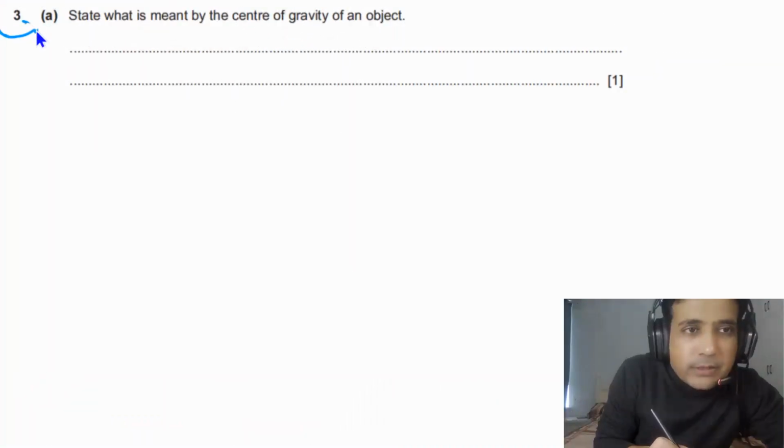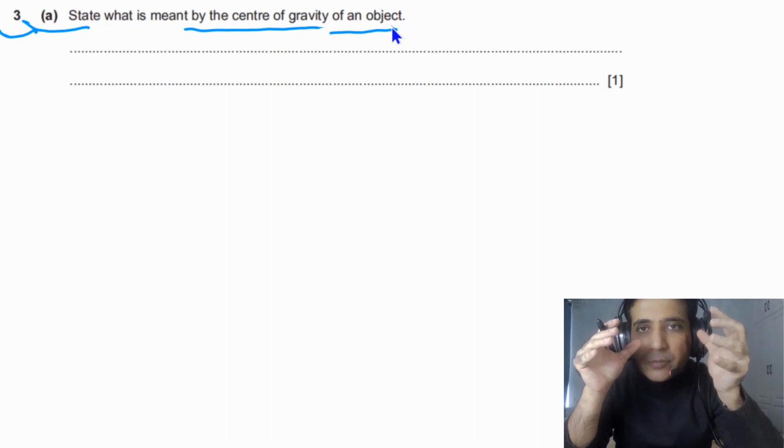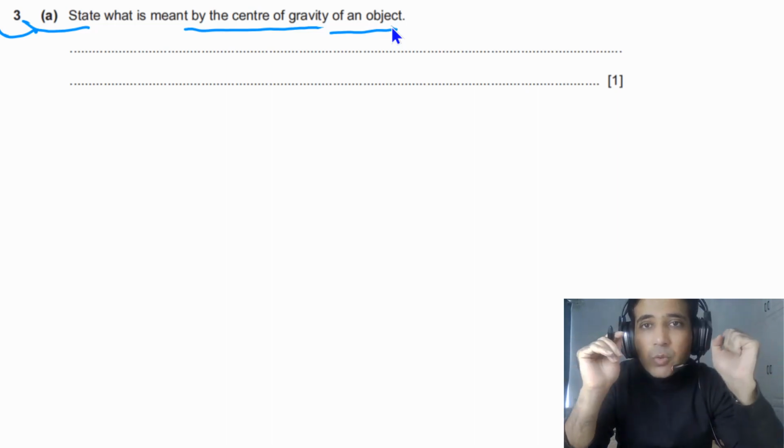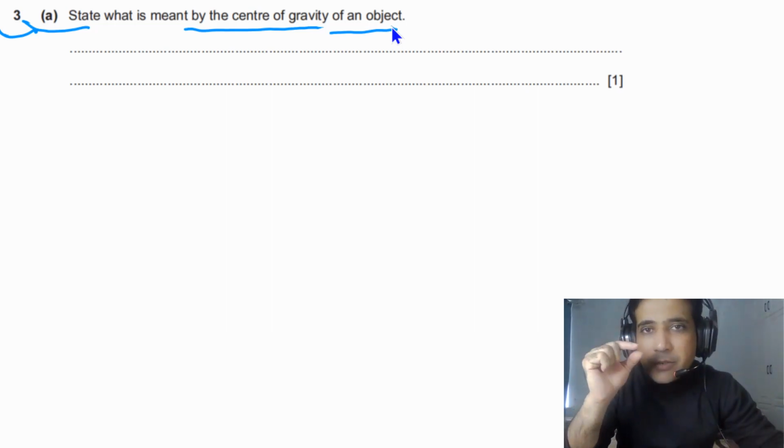For our third question, part A, we need to state what is meant by the center of gravity of an object. The center of gravity is a very important point, and it has many applications in real life, and it also plays a very important role in designing a lot of equipment. So what is center of gravity? Center of gravity is a point where all the weight of the body can be considered to act. That point we call the center of gravity.